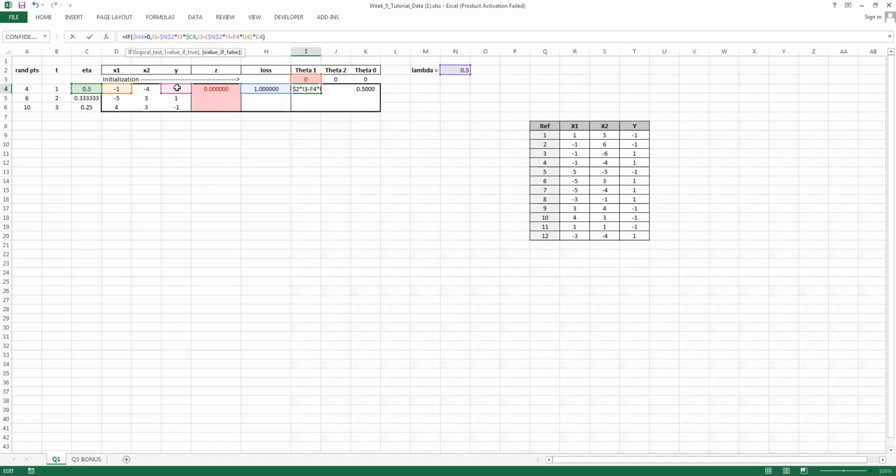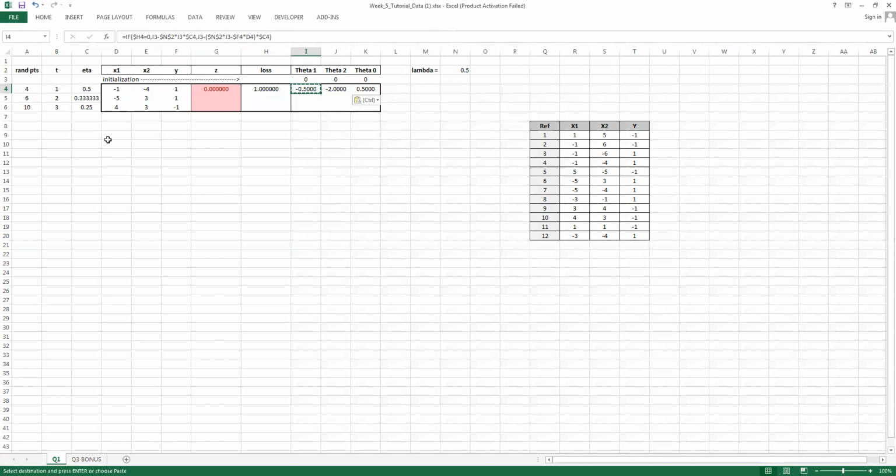F4, that's the Y. That shouldn't move. D4, that's X1. That should move to X2. And then C4 is eta again. That should not move, right? So I'm putting dollar signs on the columns that should not move. And now I can Control C, Control V, and that works.